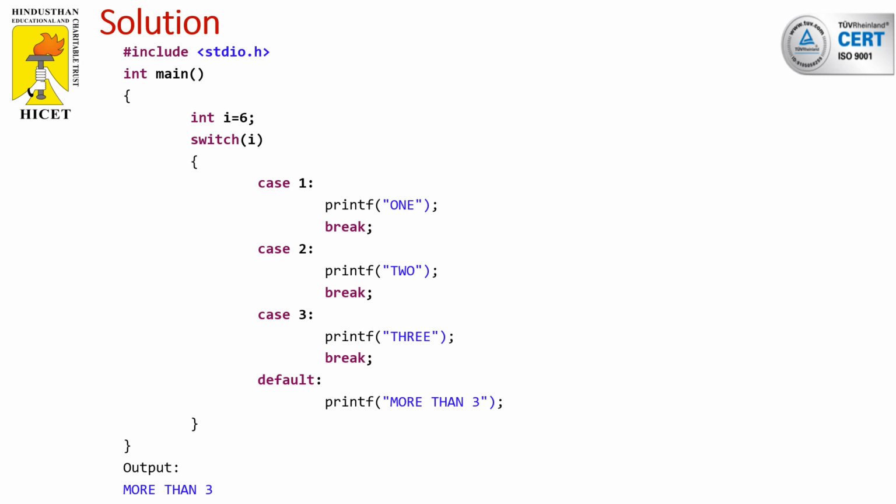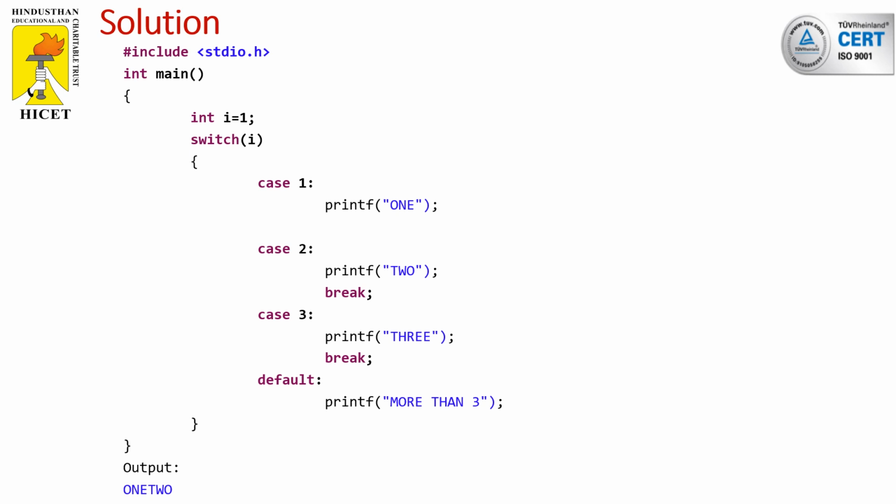In this case, the value of the switch case expression is 6. Again, it checks all the cases. 6 equal to 1, the condition fails. 6 equal to 2, the condition fails. 6 equal to 3, the condition fails. All the case constant conditions fail. So it prints the statements inside the default block.